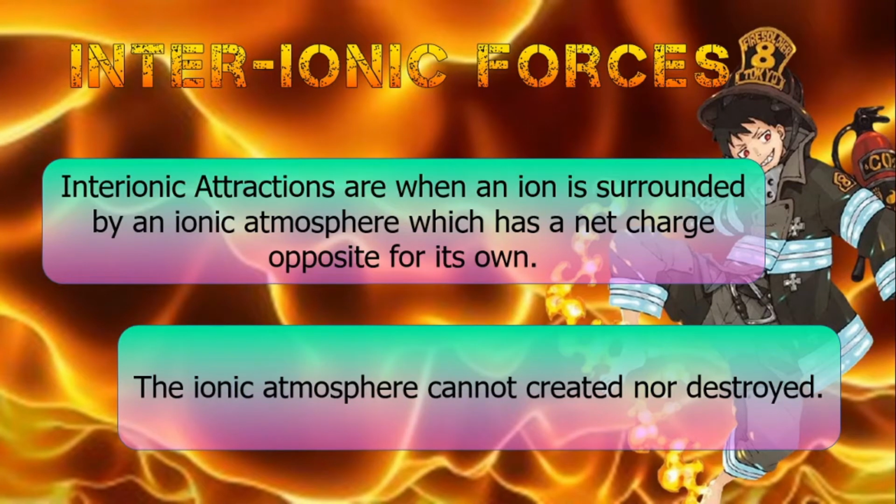Interionic attractions are when an ion is surrounded by an ionic atmosphere which has a net charge opposite to its own. For example, an anion would be completely surrounded by ions mostly composed of cations, or the positive ions, and a cation would mostly be surrounded by anions, or the negative ions. The ionic atmosphere decreases the mobility of each ion by exerting a drag on it, which in turn also decreases the magnitude of colligative properties. The ionic atmosphere cannot be created nor destroyed.